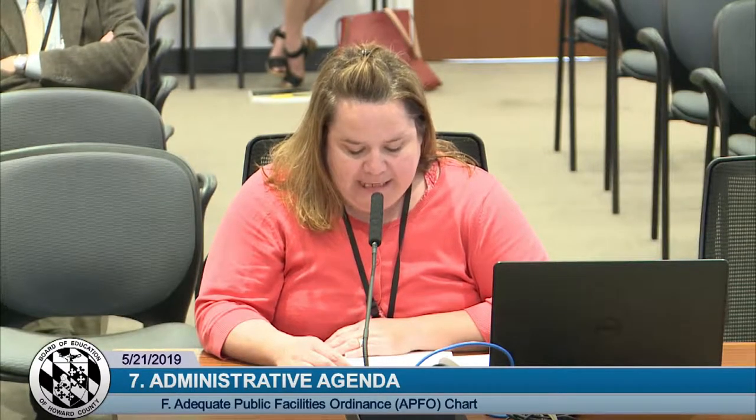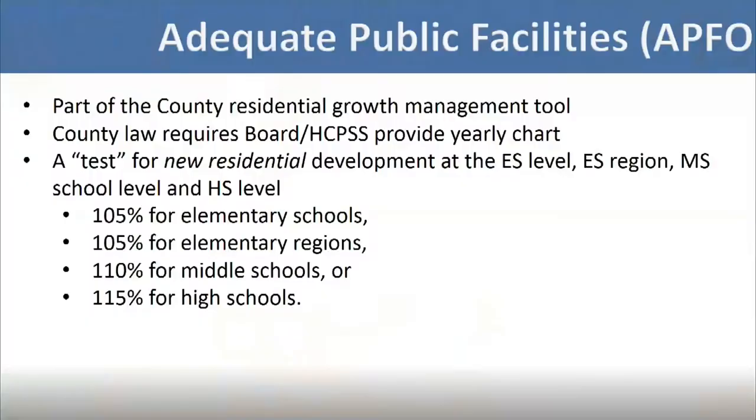The annual report identifies the capacity utilization for each school, that is every elementary, middle, and high school, as well as elementary school regions that are constrained to new future residential development if capacity utilization developed for the FY 2020 capital budget, capital improvement program and redistricting processes exceeds 105% for the elementary schools, 105% for the elementary school regions, 110% for the middle schools, and 115% for the high schools. These calculations are based on capacities listed in the most recent board's requested capital improvement program. Individual schools or elementary school regions that show a capacity utilization less than the percentages above on the screen are noted as open for new residential development. Additionally, the APFO requires submission of several supplemental items, which I'll discuss in a few short moments.